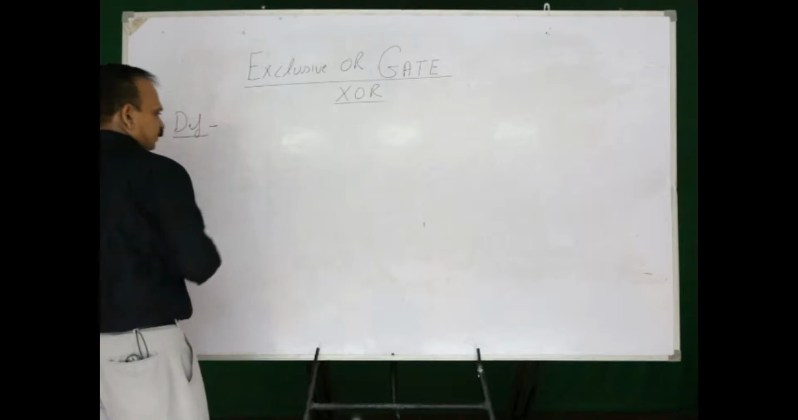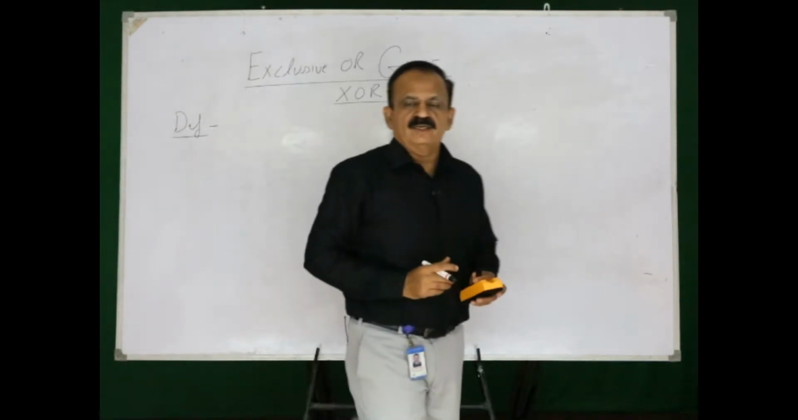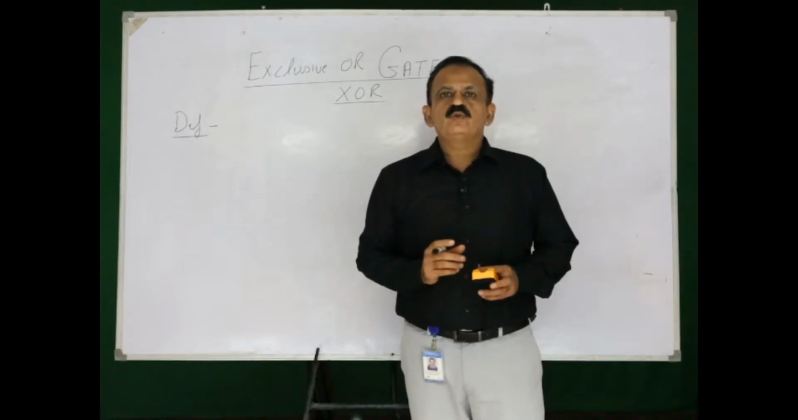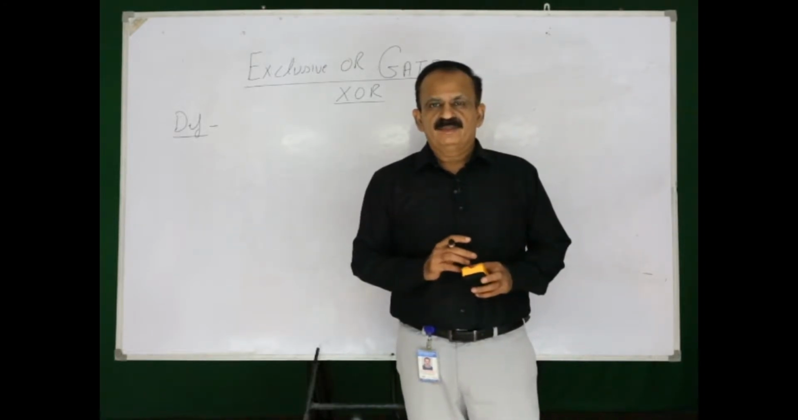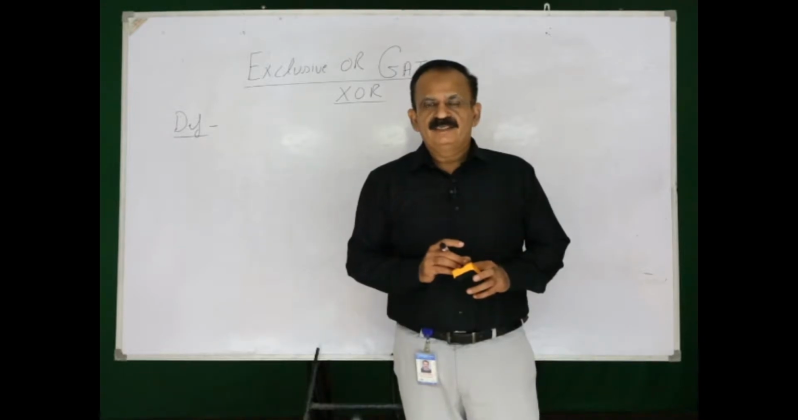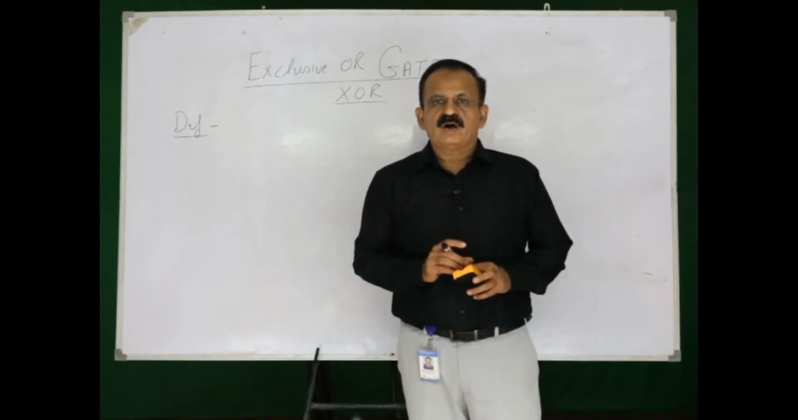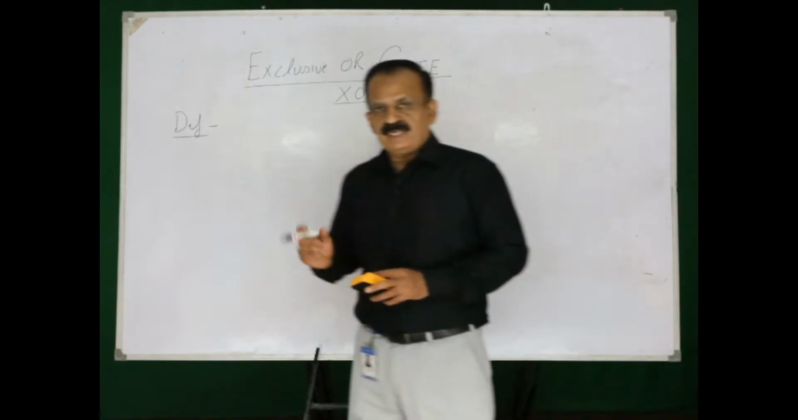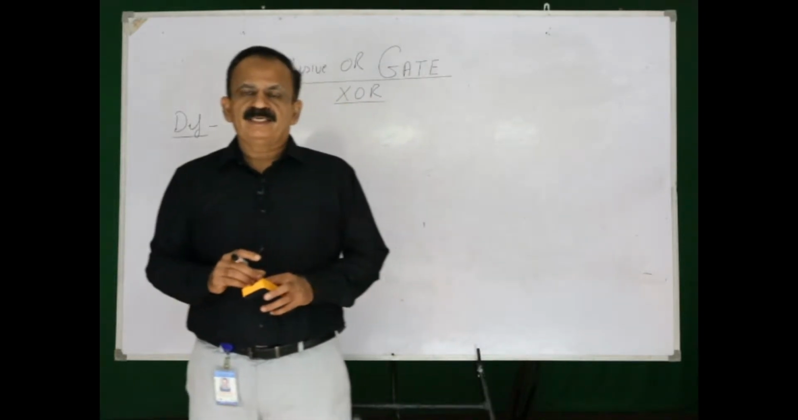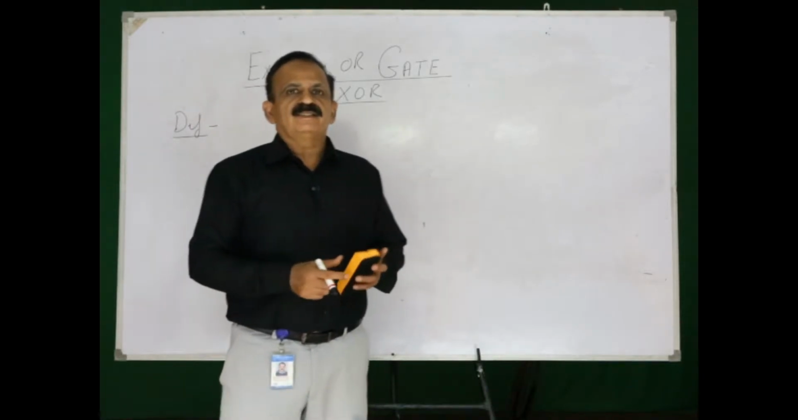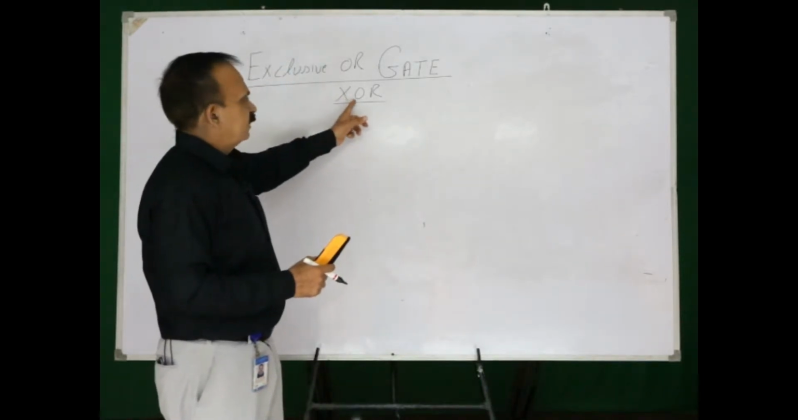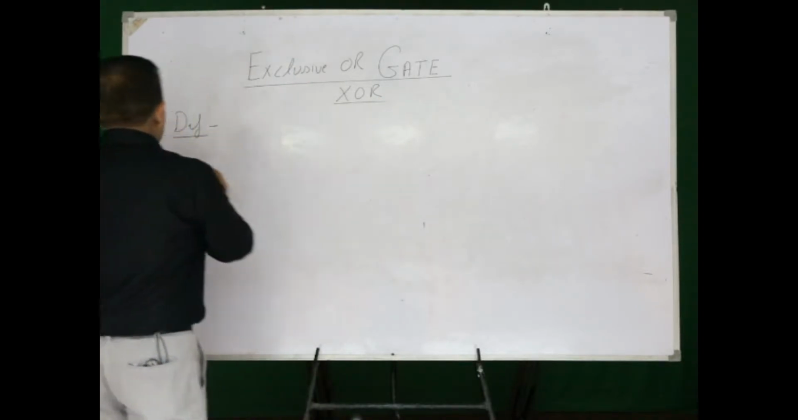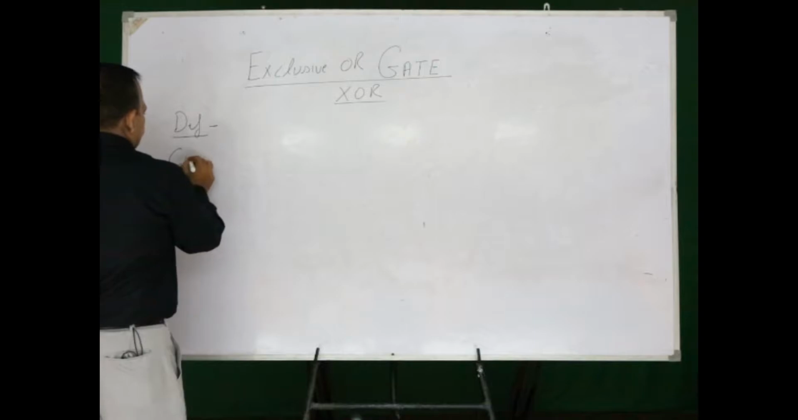Now, the XOR gate is a logical circuit with one output and two or more inputs. The output is high when the number of high inputs is odd. This is very important. The output is high when the number of high inputs is odd. This is the logic of this gate, that is, the exclusive OR gate. Now, the next one is the circuit diagram.